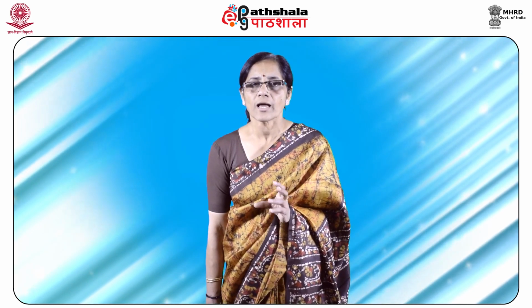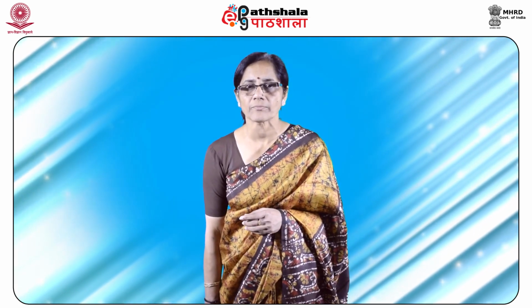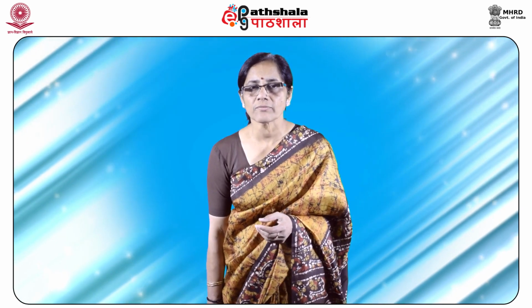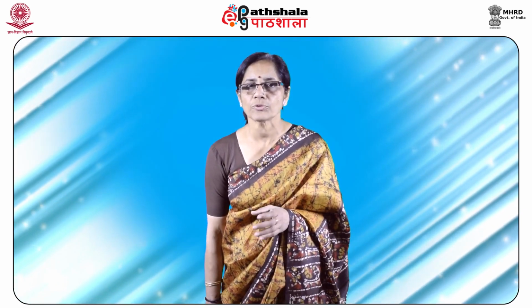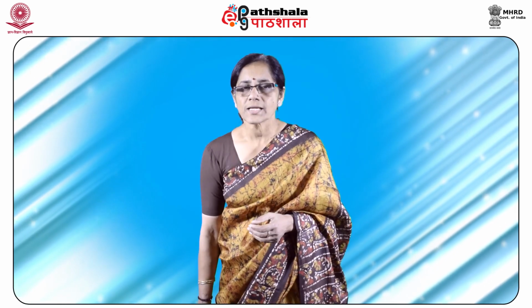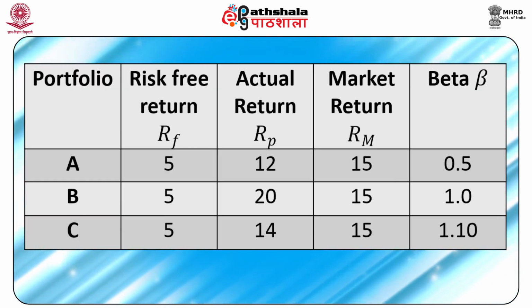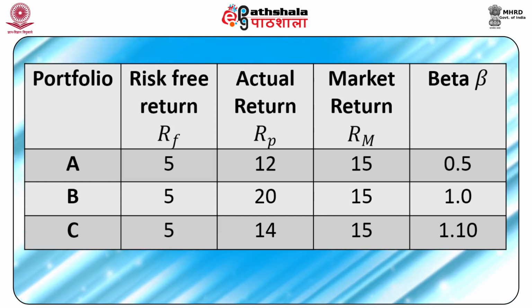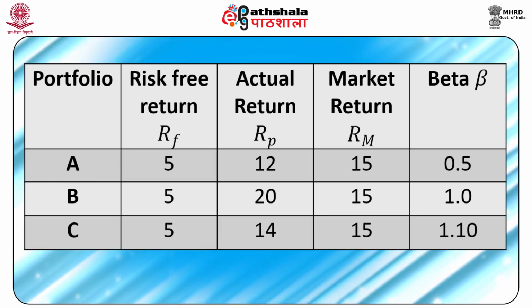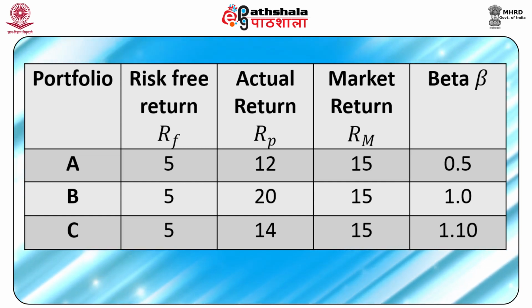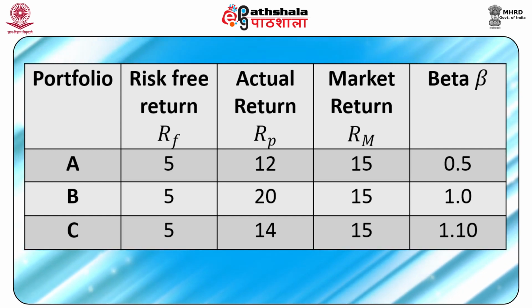The entire Jensen alpha can be explained with the help of an example. This is example 4. Here, the information is given to evaluate the performance of portfolios A, B, C using Jensen's alpha. Here, 5 columns are given. Column 1 is for portfolio. Column 2 is risk-free return. Column 3 is actual return, that is RP. Column 4 is market return, that is RM. And finally, we have beta.